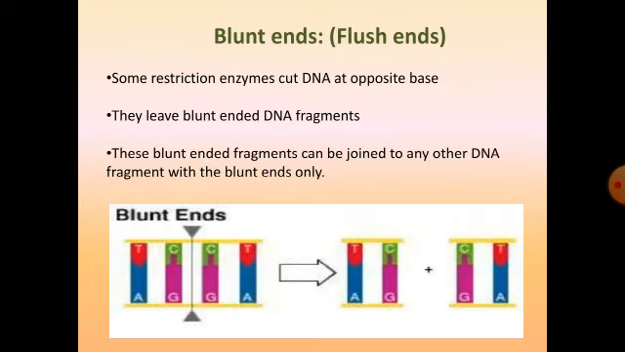If the restriction enzyme cuts the DNA strands, we can get two types of products. First one is the blunt end type, second one is the sticky end type. In blunt ends, some restriction enzymes cut DNA at opposite bases, leaving blunt ended DNA fragments. These fragments can be joined only to other DNA fragments with blunt ends. This diagram shows the restriction enzyme cutting opposite bases, giving two blunt ended fragments.